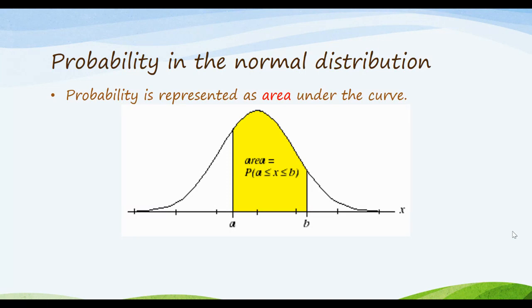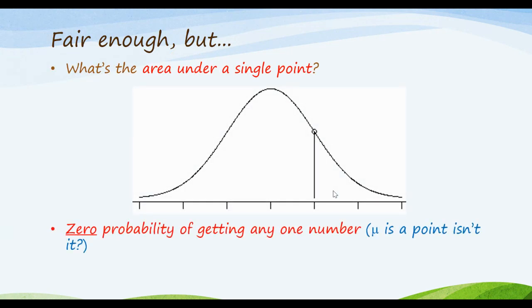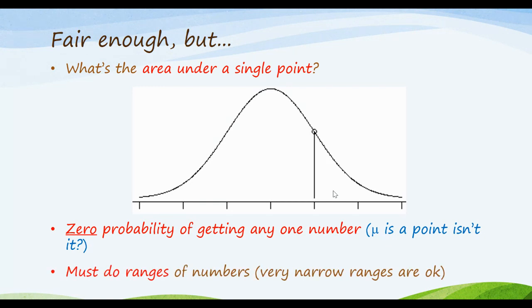So the probability, we view that as the area that you guys see in yellow under the curve. This will come up if any of you go into calculus in the future, you'll use the concept of area underneath something. And think about total probability always equals 1 or 100% if you are underneath that entire curve. So if you're looking under a single point though, we have zero probability of just getting any one specific number. So that's why we look at ranges of numbers. And even if they're narrow ranges, that's okay. But we're gonna look into how we view those ranges.